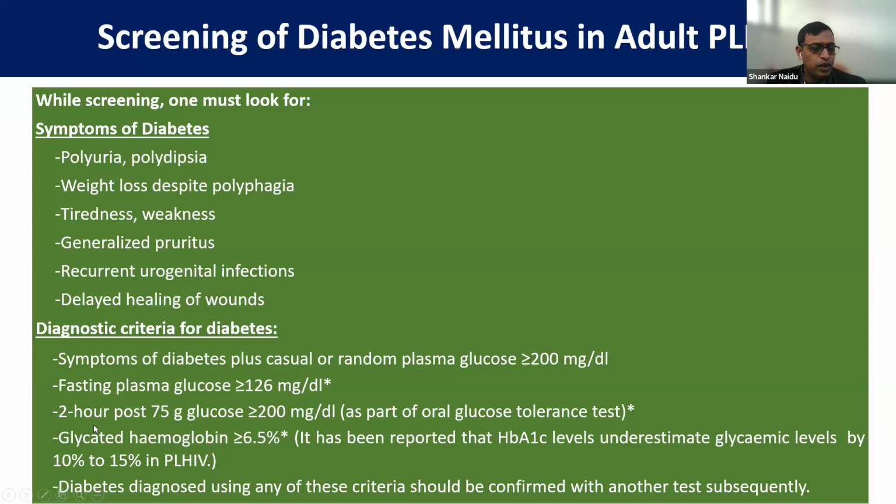Then postprandial, that is 2 hours after meal intake, if the RBS is more than 200 milligrams per deciliter, then again it is indicative of diabetes. Or if the glycated hemoglobin, that is HbA1c, is more than 6.5%. And if the patient has an abnormality in any of these 4 measurements, this has to be reconfirmed subsequently also to establish a diagnosis of diabetes.